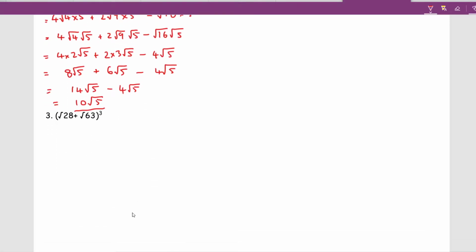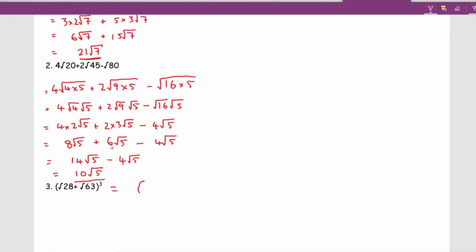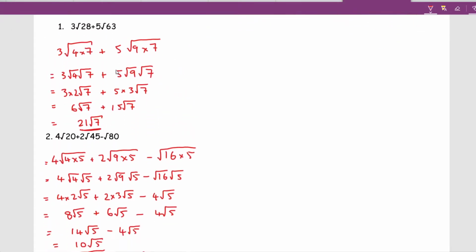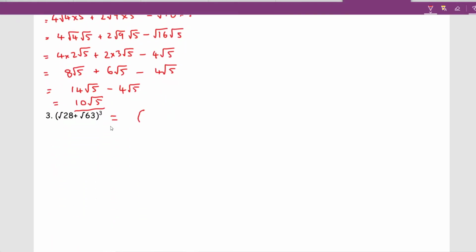let's look at this next one. So we've got to cube this. Now, before we cube it, what might be a good idea is to simplify the bracket first. I'm just going to put brackets there. So again, this looks similar to what we did in question 1, root 28 and root 63. So let's just get that out.